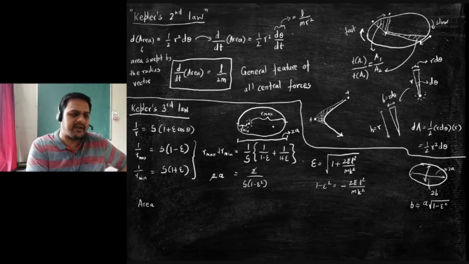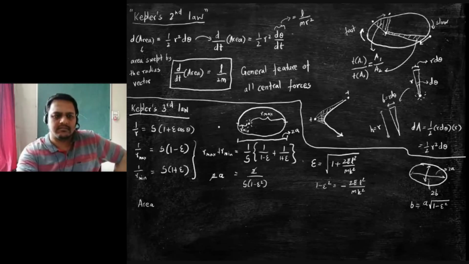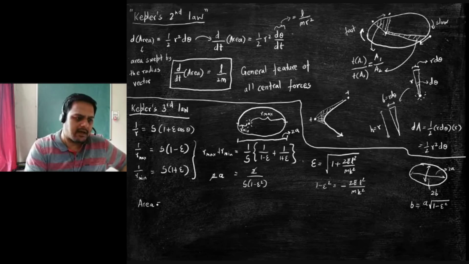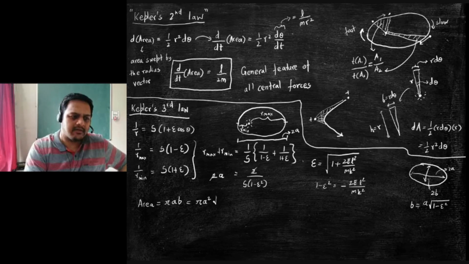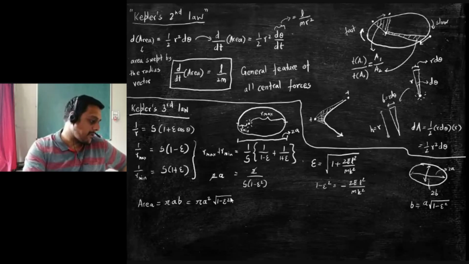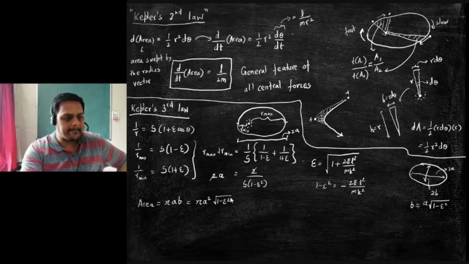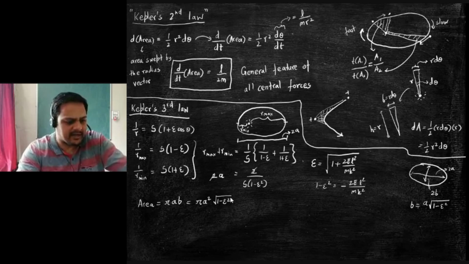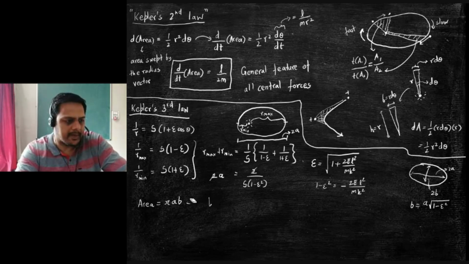What will be the area of the entire orbit? Area of an ellipse is given by pi times a times b, which is basically pi a square into square root of 1 minus epsilon square. Actually, let us leave it as pi ab. Make life simpler for ourselves. Pi ab. Okay.